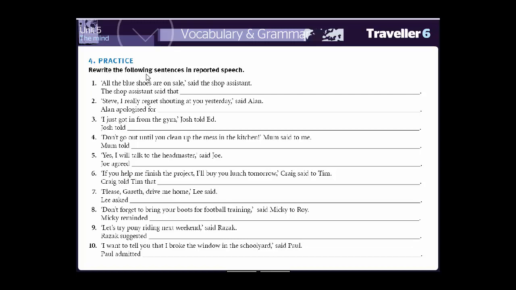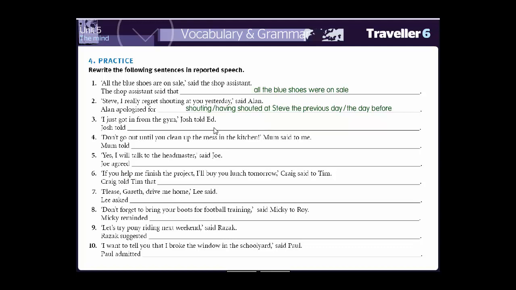4. Rewrite the following sentences in reported speech. Number 1. "All the blue shoes are on sale," said the shop assistant. The shop assistant said that all the blue shoes were on sale. 2. "Steve, I really regret shouting at you yesterday," said Alan. Alan apologized for shouting or having shouted at Steve the previous day or the day before.